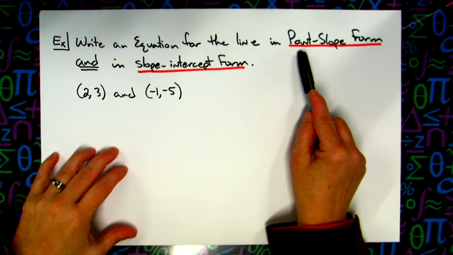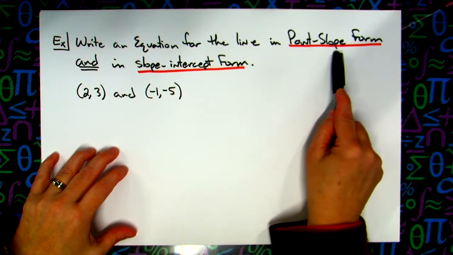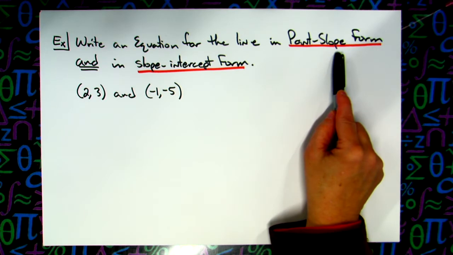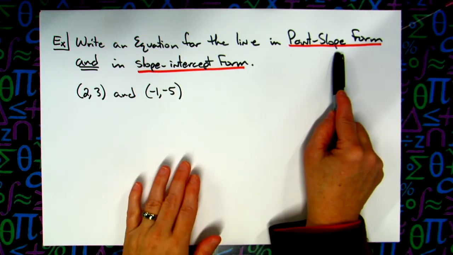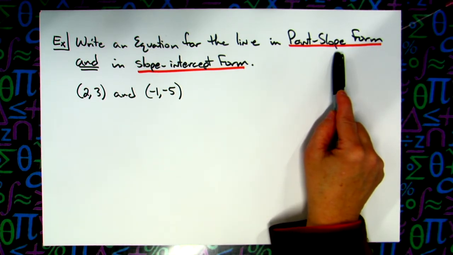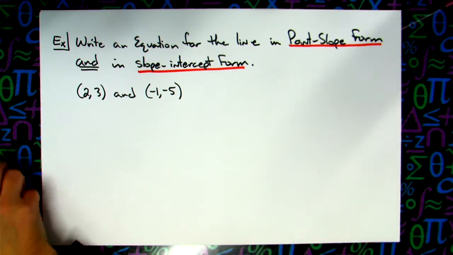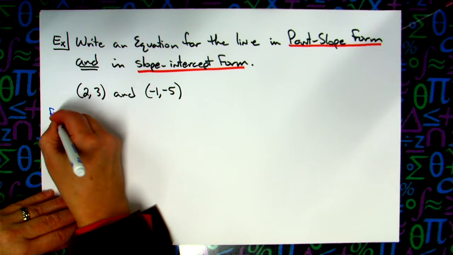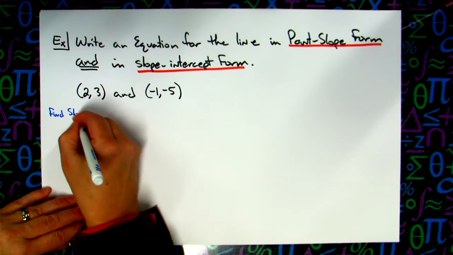If this form is called point slope, that means I need a point. Well, I've got 2 points, so I'm good there. I've got a point, but I also need a slope. They didn't give me the slope. We can find the slope because we know a formula from about 2 or 3 days ago. So our step 1 is going to be find that slope.